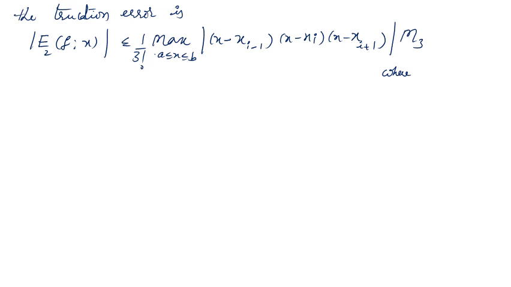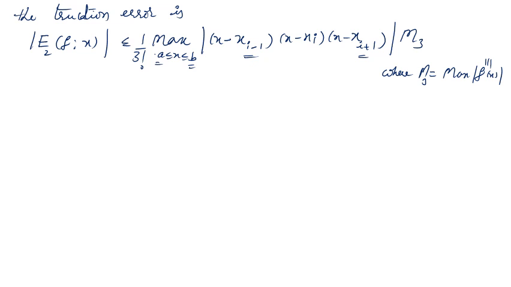And what is M3 here? M3 is nothing but the maximum of the third derivative, f triple dash x, you remember this, over the interval a, b. And what are a and b here? A and B are nothing but xi minus 1 to xi plus 1.